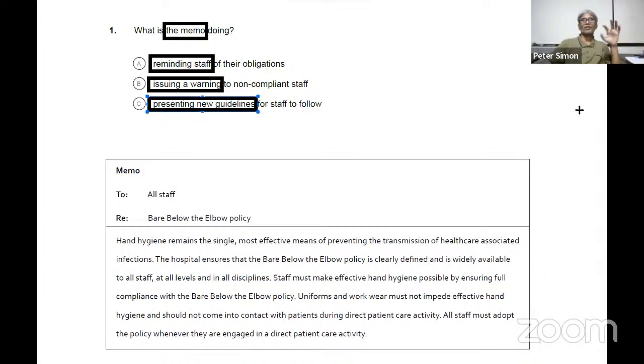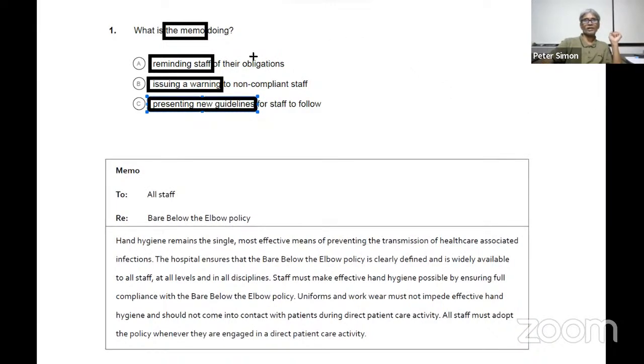Now here, if you see, I'm giving you time so that you can understand what it is about. Reminding about their obligations. Obligation. Remember the word obligation. Obligation means if you don't do, punishment will be there. Compulsion. Definite. Sure. Must. And here issuing a warning to non-compliant staff.